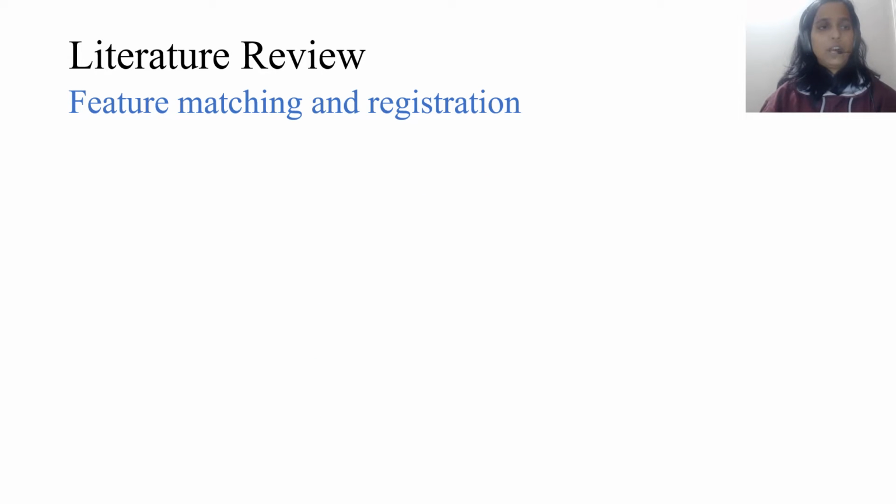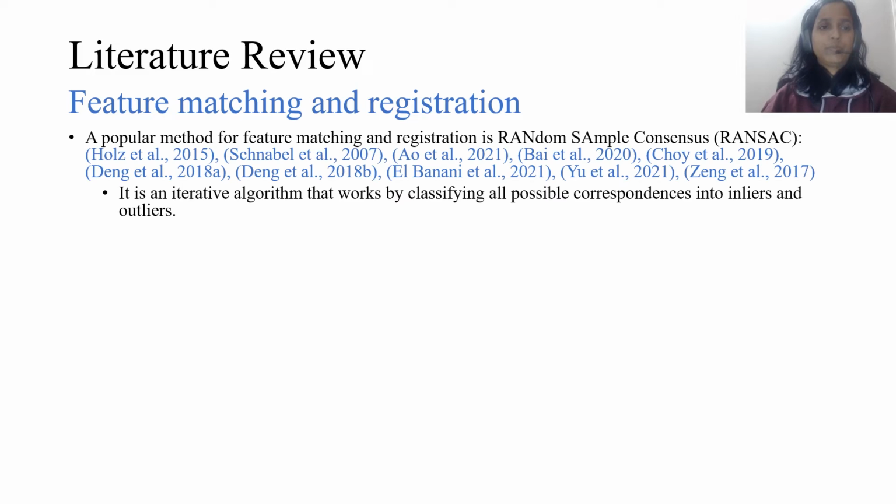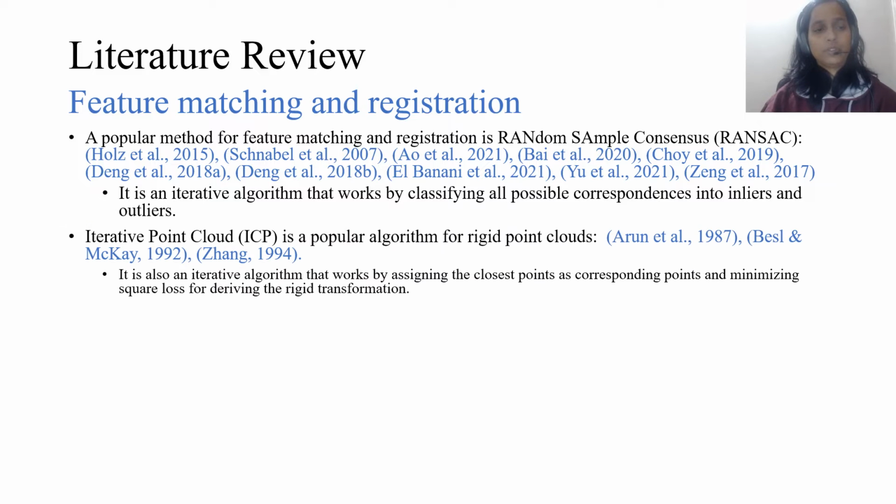Feature matching and registration. A popular method for feature matching and registration is random sample consensus, which is also known as RANSAC. It is an iterative algorithm that works by classifying all possible correspondences into inliers and outliers.